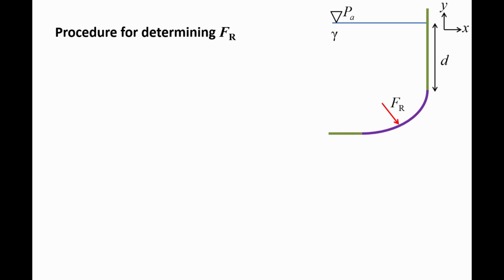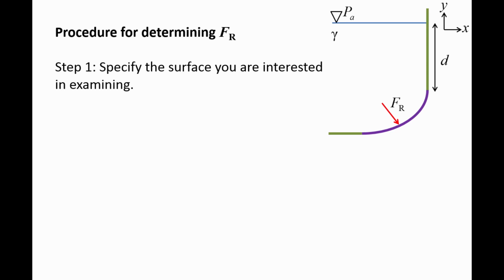However, it is still possible to find the resultant force on a curved surface using the following procedure. First, we need to specify the surface we want to examine. The drawing on the right shows a cross-section of a tank that contains a liquid of specific weight gamma. The right side of the tank is flat and vertical to a depth d, then becomes curved. The curved surface is highlighted in purple and has a height hs and length ls. The surface also has a width ws out of the screen.